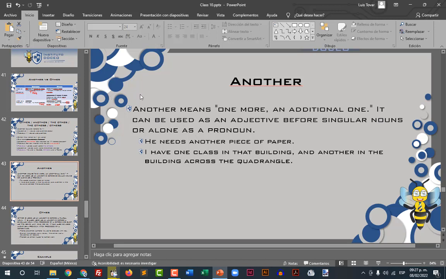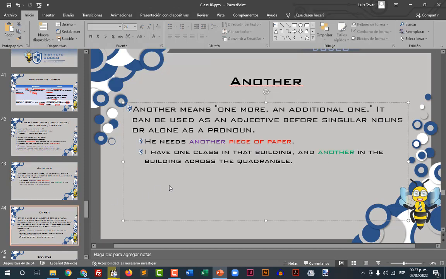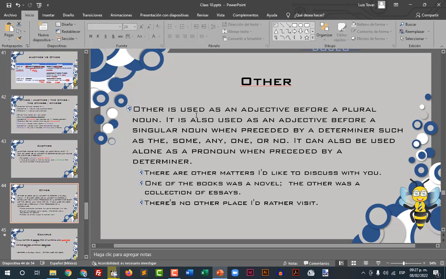Okay? So it's basically the same that I have just explained. Another, in this case, is an adjective because here we have piece of paper. Okay, and in this one we have another as a pronoun. And as we said, we use other as an adjective before a plural noun, and it's also used as an adjective before a singular noun, when preceded by a determiner, such as the, some, any, one, or no. It can also be used alone as a pronoun when preceded by a determiner. Okay? The determiner is like, for example here I use, the.